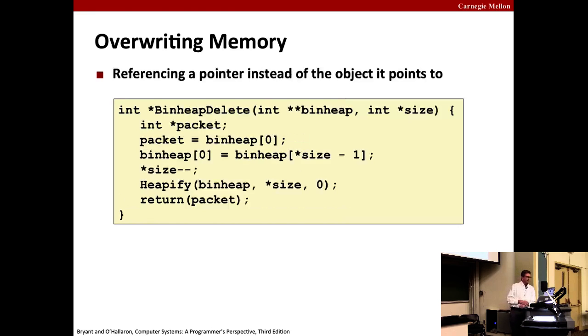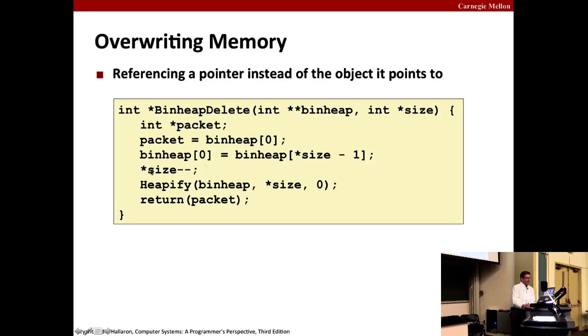Okay, overwriting memory, that's a really nasty one. And a lot of times this can happen if you don't understand the precedence of the operators that you're working with. So this is a heap, not the kind of heap we've been talking about, but the heap data structure. And this is a function to delete from a heap. And this actually is from my own code, I have to admit. So I want to delete the first element of the heap, right? And then I want to reheapify it. And then I want to return that. So I get the first element of the heap. I decrease the size of the heap, or I take the last element and make that the first element.